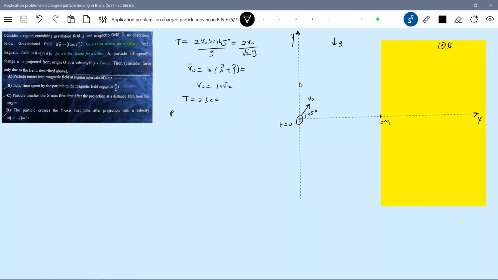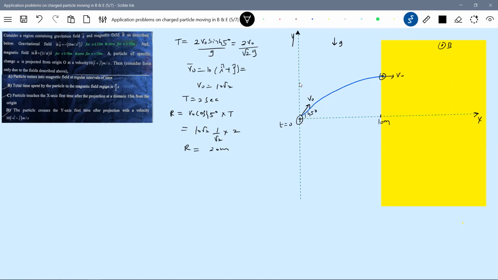Then what is the range? I think we need a range also. So we know v naught cos 45 into time of flight. So v naught is 10 root 2, 1 by root 2, time of flight 2 seconds. So 20 meter is the range, but 10 meter is there. Okay, exactly at half of the range, exactly at the highest point, it is going to cross. I think the problem is really very simple now.